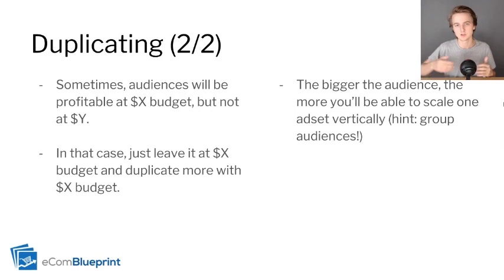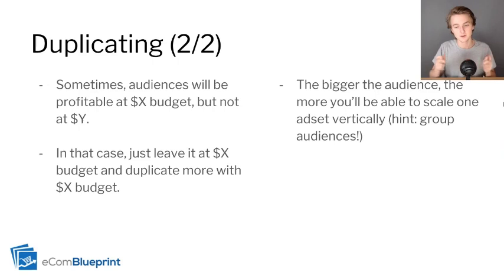And one thing you can do is you can just duplicate that audience a bunch of times and leave it at $50. And so you can scale horizontally that way instead of trying to scale vertically. Because sometimes, it just won't work if the budget's too high and you won't be able to vertically scale the ad set. So, if it's not working, then just don't force it and just scale horizontally instead.